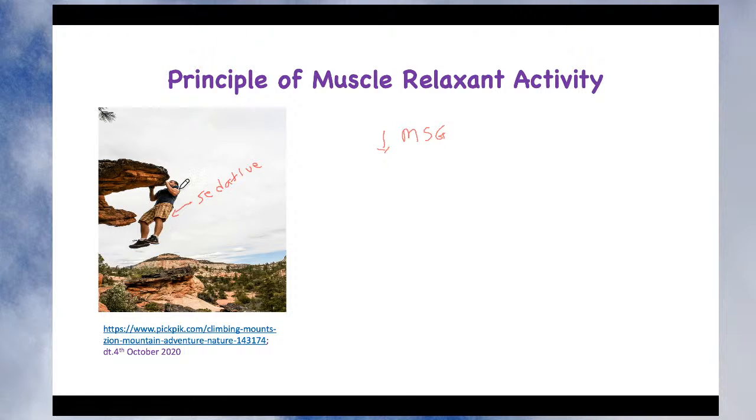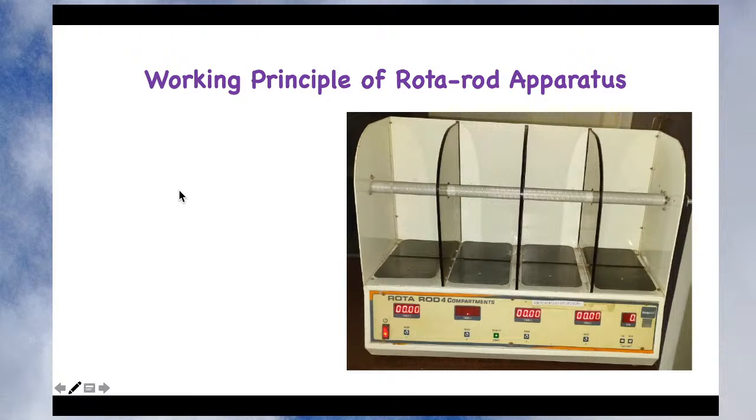Let's see the principle of the Rotarod apparatus. The working principle of Rotarod apparatus. First we'll see the different parts of this instrument. This instrument is called Rotarod apparatus. It consists of one rotating rod. You can see this rod, and it has 4 chambers: 1, 2, 3 and 4. In each chamber you can keep an animal.